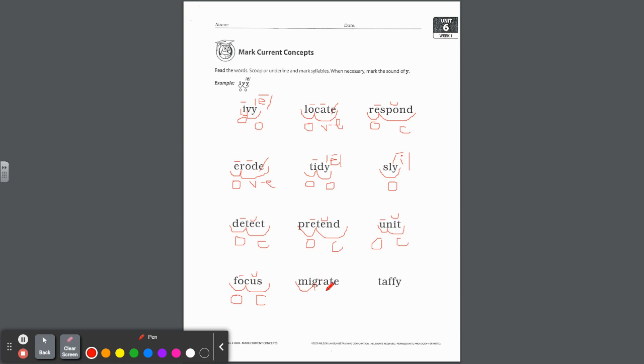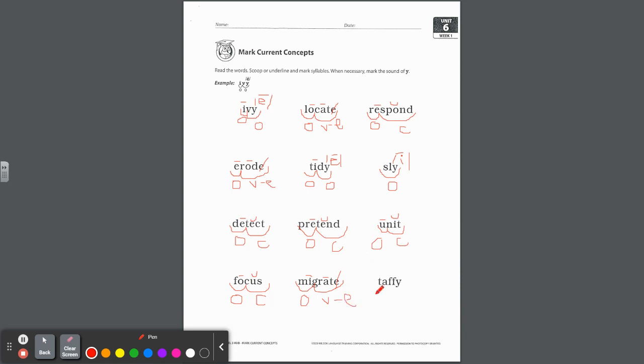Migrate. If birds migrate, that means they move south for the winter, okay. My is long I. That is an open syllable. And look at this pattern. I see a vowel, consonant, silent E at the end. Do you agree? Long vowel, consonant, silent E. We're going to mark that one V-E.